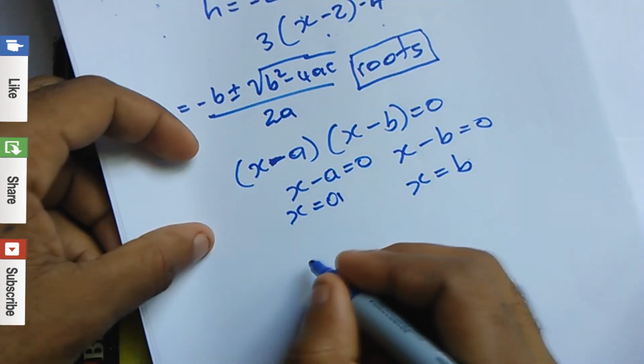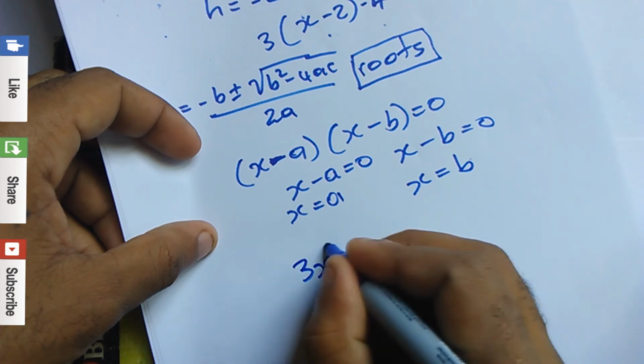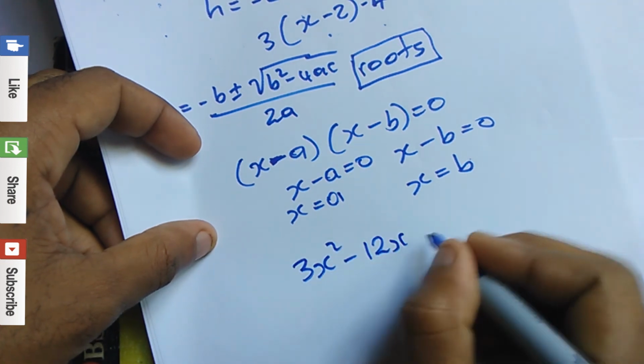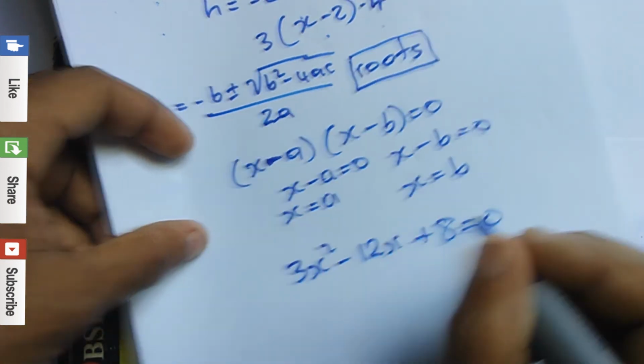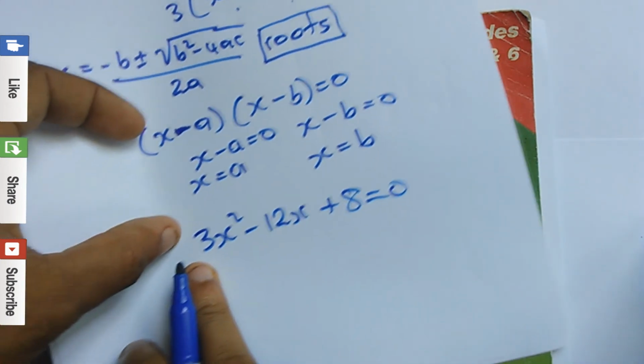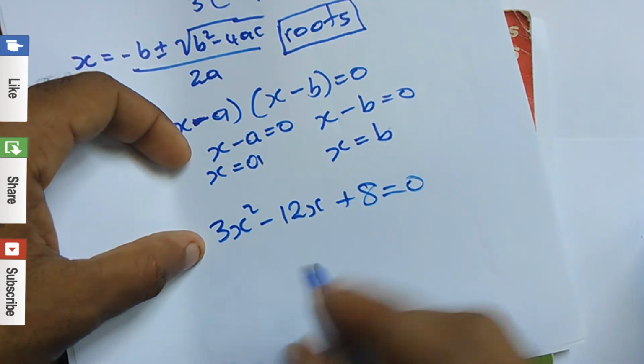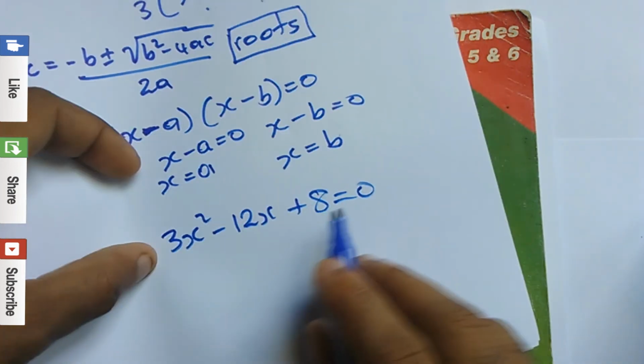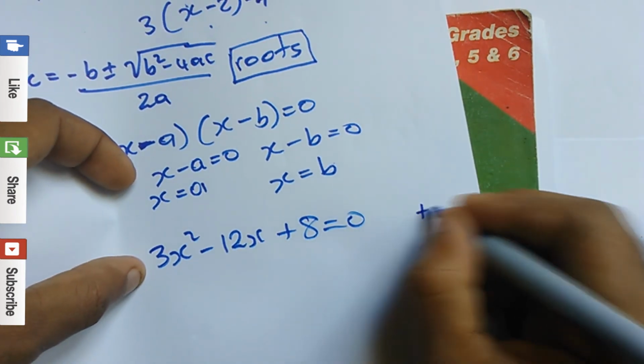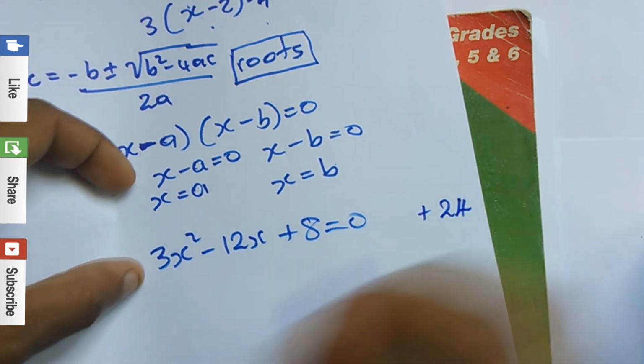So I'm just going to check and see. We have 3x squared minus 12x plus 8 equal to 0. Remember, we're using the AC method. You can go and check my previous videos on factorization. So 3 times positive 8 is positive 24.